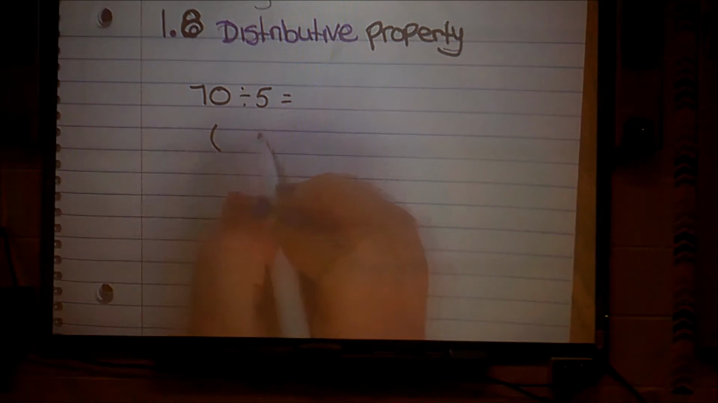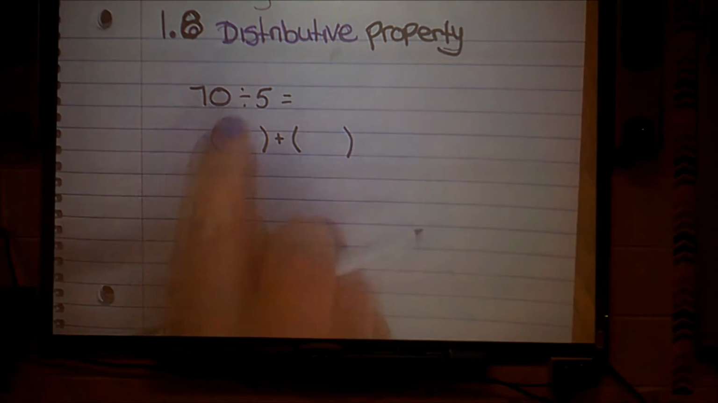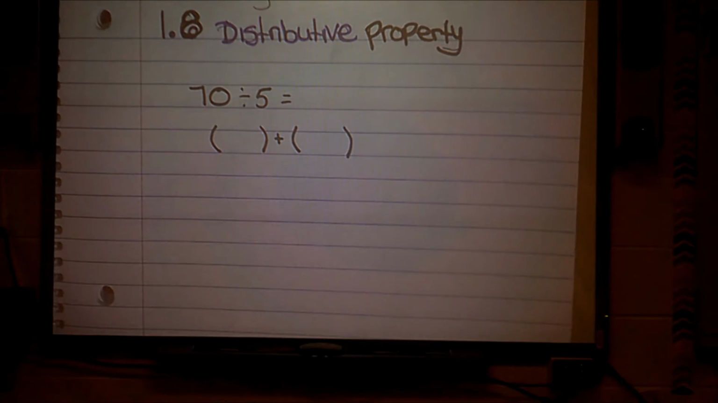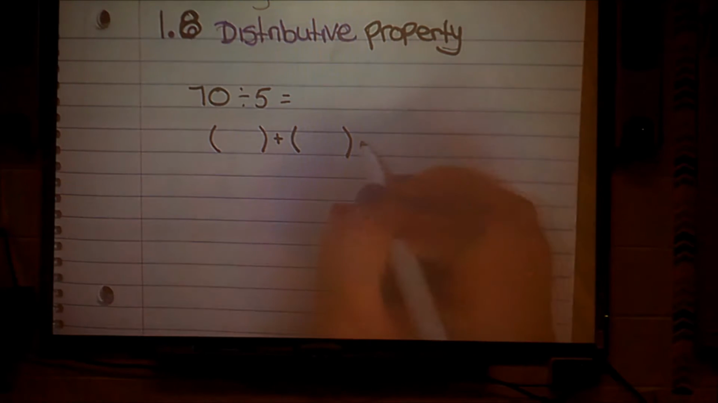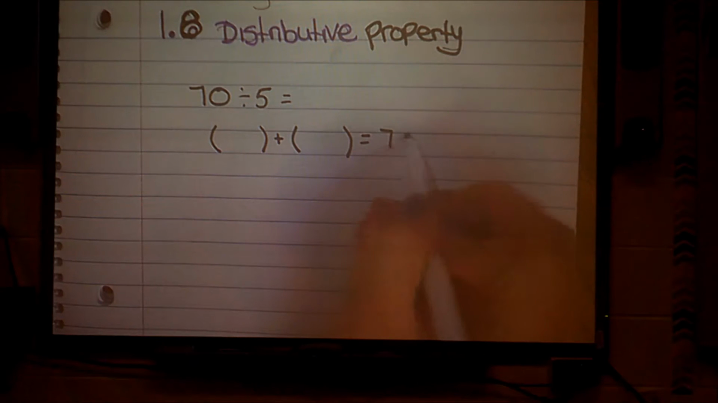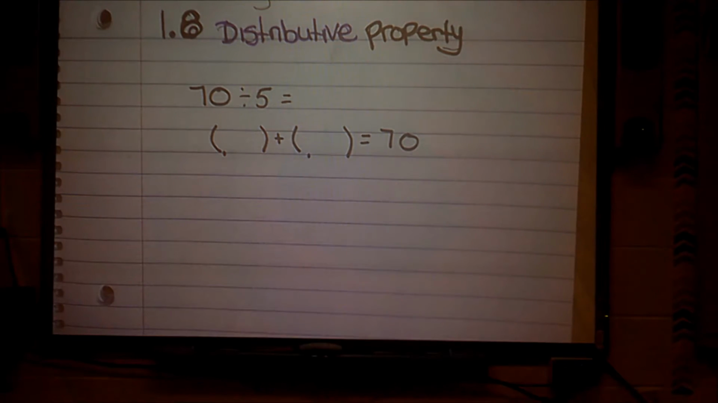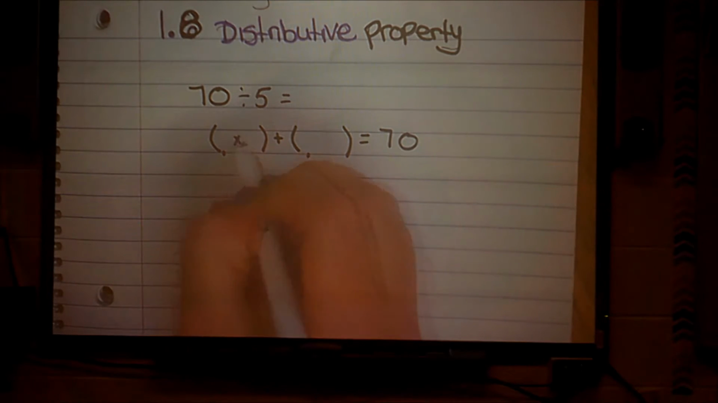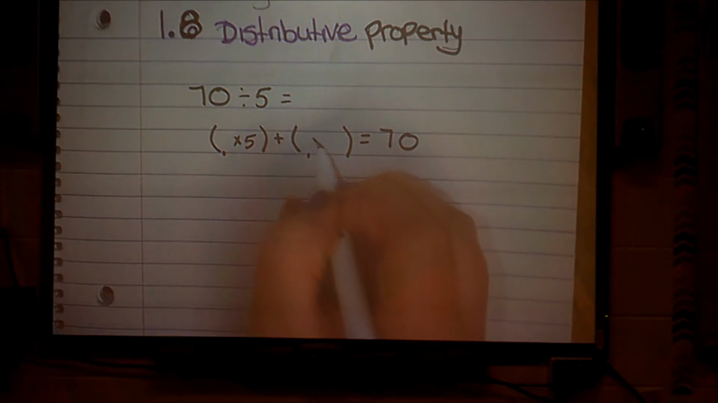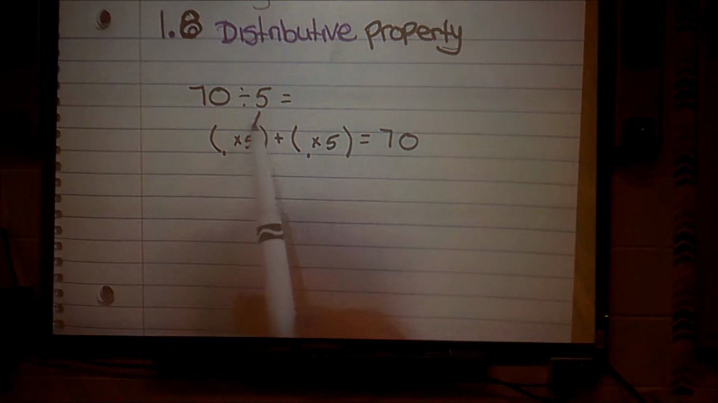But we can break up this problem into two smaller multiplication problems that will in turn equal 70. And then when you add these add-ins together, you will get the quotient of this problem. So I'm going to multiply like this, using that same 5 that I got here.